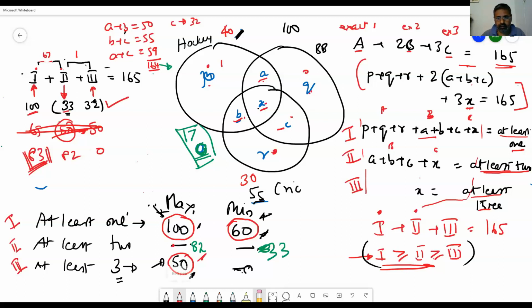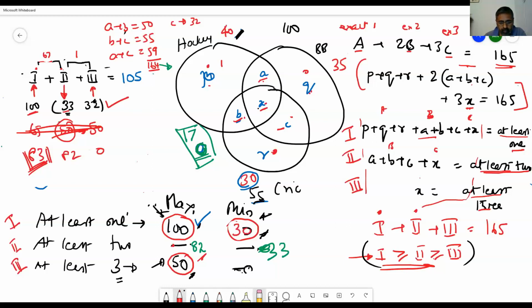So let's try this out. If this is the thing, what will happen? Now I'm taking 40, 30, and 35, which is 70 plus 35, so this becomes 105. Now let's try solving all these again, one round. Now at least one: 100 is perfect. Minimum will be how much? Minimum will be 30, isn't it? That's the smallest number that can come inside. So this becomes 30.